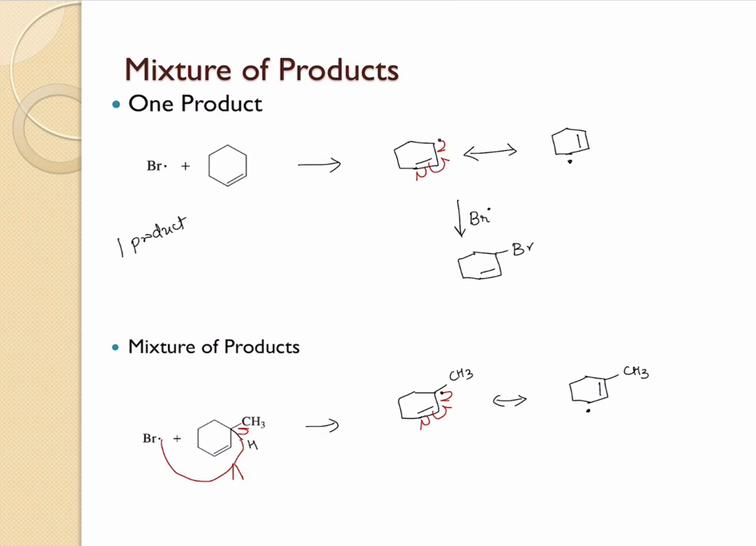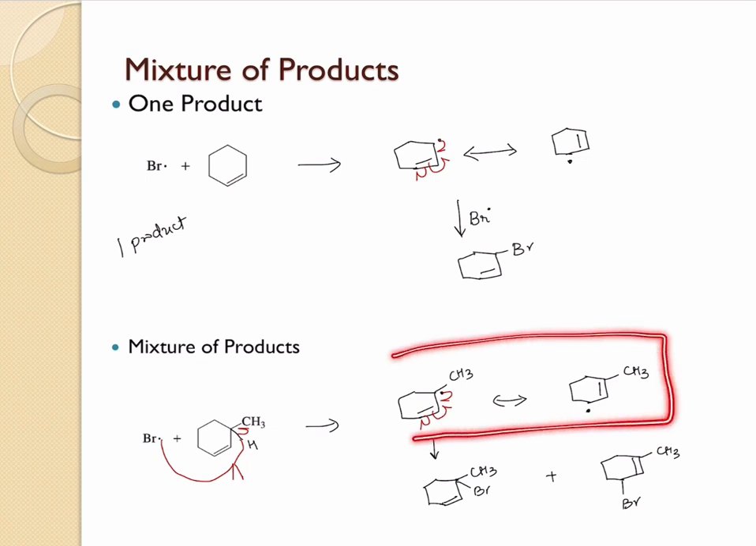Now the bromine radical has got two chances. It can go and add to this carbon, or it can go and add to this carbon, and accordingly two different products are obtained. So here are the two different products, and you can see the reason behind these two different products is because they had two different resonance contributors to begin with.